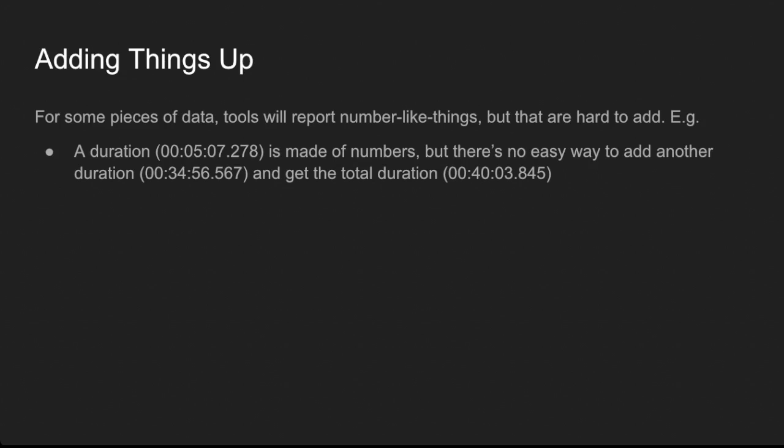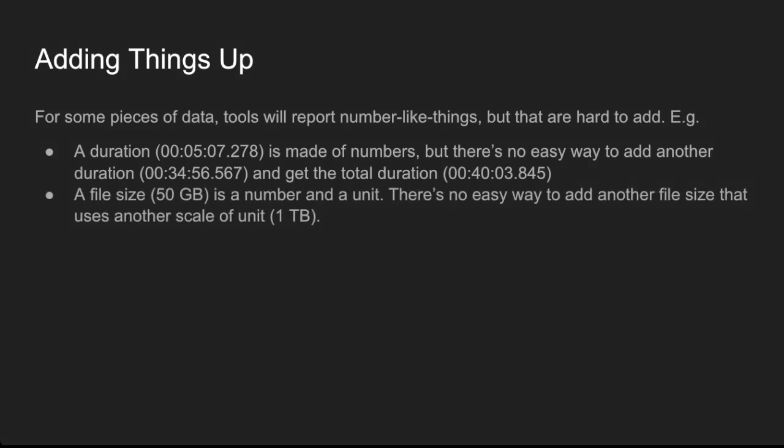Oftentimes it is very hard to combine things like this, and it might even start doing strange things like thinking of 5 minutes 7 seconds as 5 minutes and 7 seconds past midnight, and how do you add 2 times of day together? So that can be hard. Something else that can often be difficult is file sizes. We love to report things in these united numbers of 50 gigabytes or 20 megabytes or things like that.